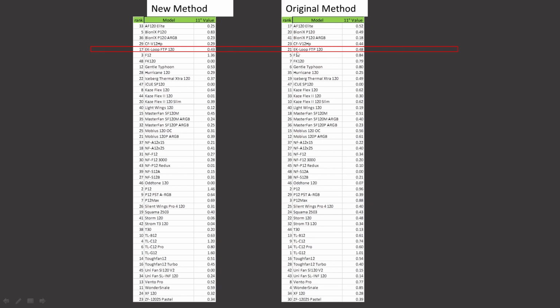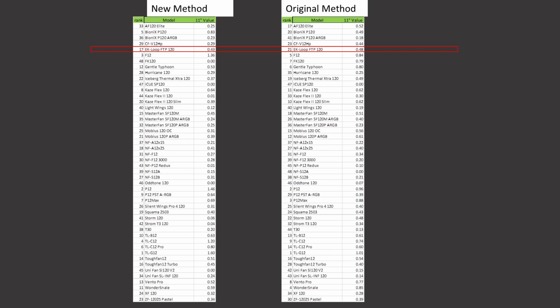And last but not least is the 11-inch mark, noise normalized. It was ranked 21st. It is now ranked 17th. So it's gone up in position even though it lost some value. So overall, that is a fairly good result for the EK. Not losing very much ground overall, actually gaining in position compared to the other fans around it. So that is always good to see.